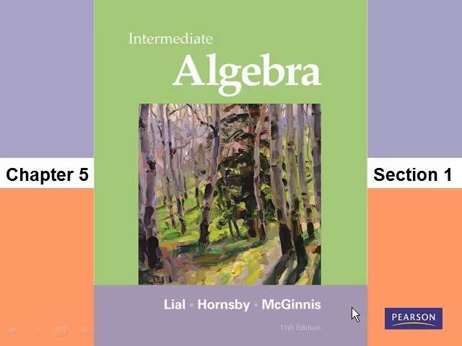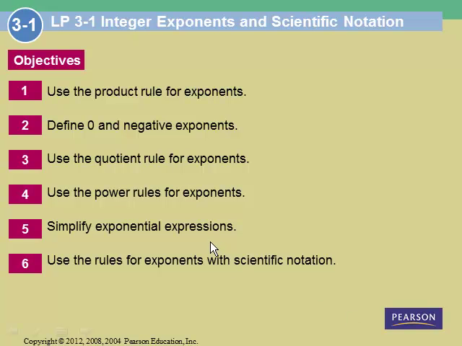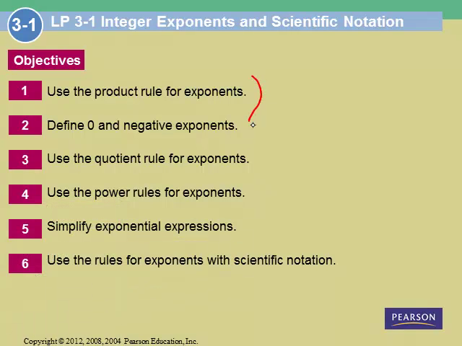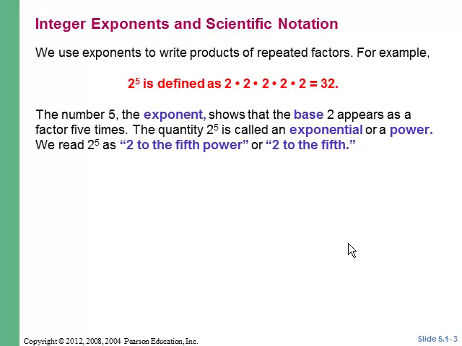We're on Chapter 5, Section 1, which is Learning Plan 3.1. We're going to do integer exponents and scientific notation. Under integer exponents, we're going to be having the product rule, zero and negative exponents, quotient and power rules. We're going to simplify those and then do scientific notation.